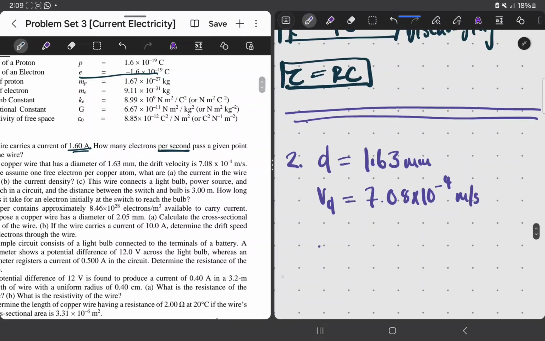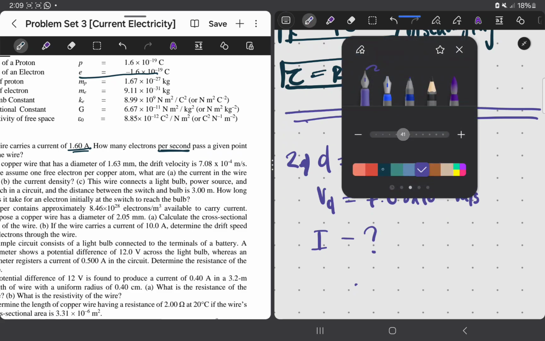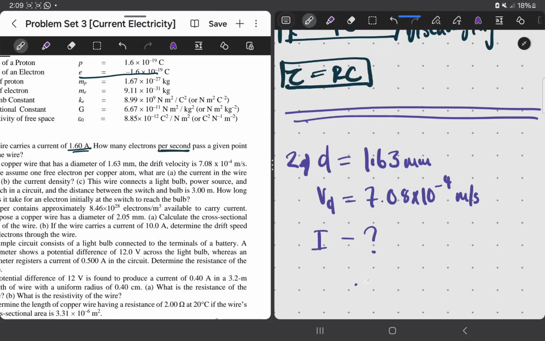So first, part A. You know that part A is looking for I. They're saying, what is the current in the wire? So we can put all this and say, let's put it as part A. Part A is then looking for the current in the wire.